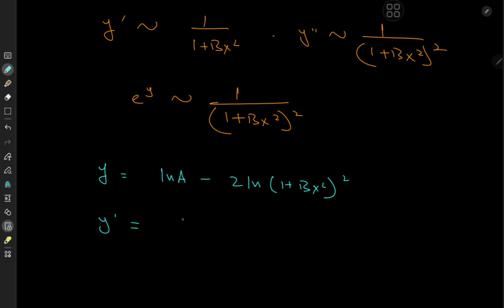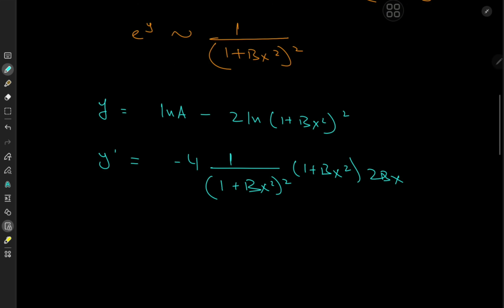So y prime equals negative 2 times 1 over 1 plus bx squared squared. By virtue of the chain rule, we have another factor of 2. And then we're left with 1 plus bx squared again. And then we have to differentiate this bad boy over here. So that's 2b times x.